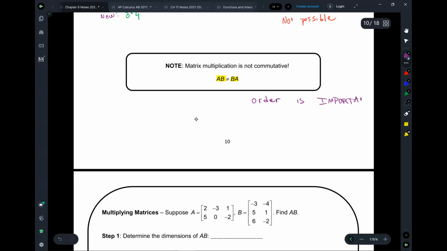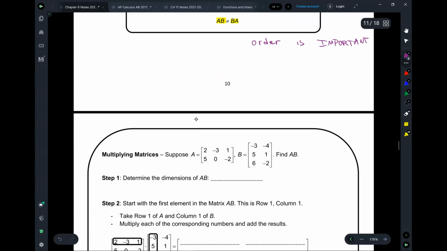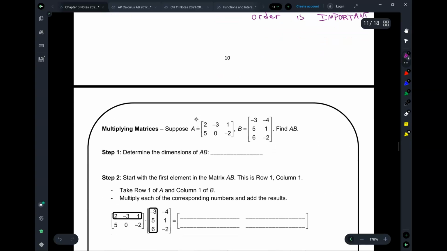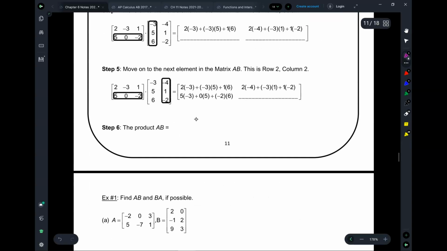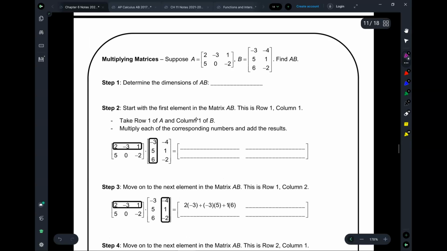Okay, now on the next page, we're going to multiply these matrices. The first time I do it, you'll see I do it in a lot of detail. But it's never going to take you this long to multiply matrices. Once we get through the first one, we're going to do them in a much shorter way. So we're going to multiply A times B.